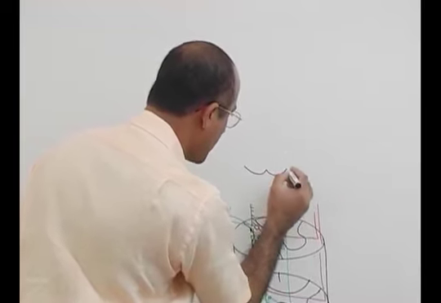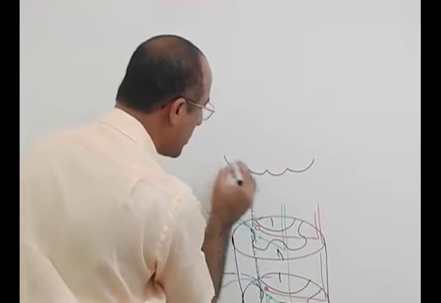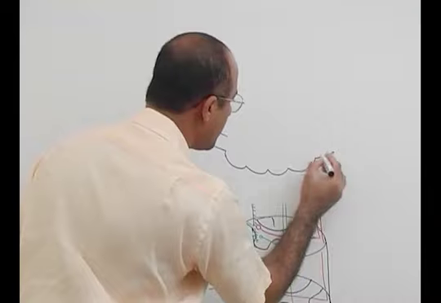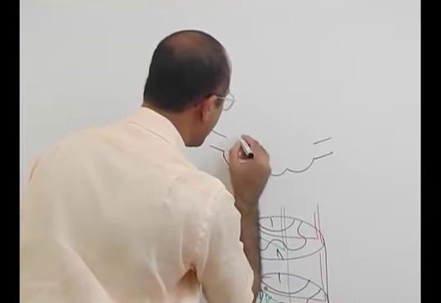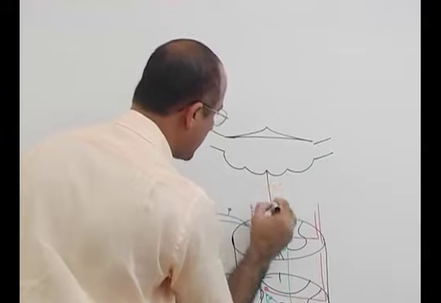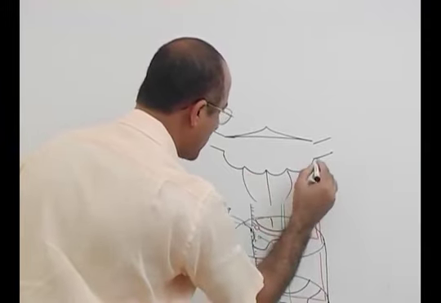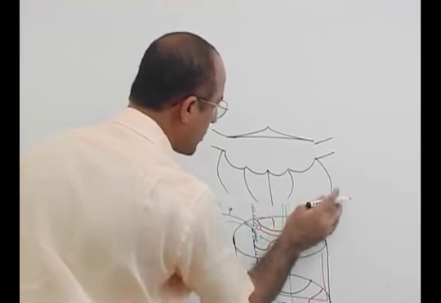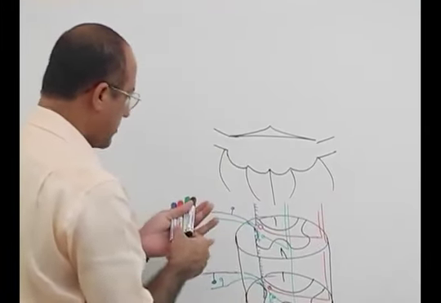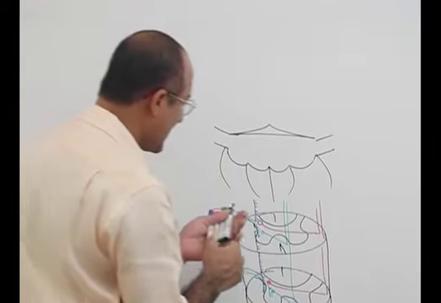Pyramid, and then olive, and then inferior cerebral peduncle. This is the fourth ventricle. This is the section of medulla. Now, this is the medulla oblongata, of course, right?